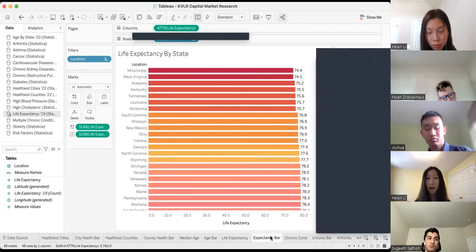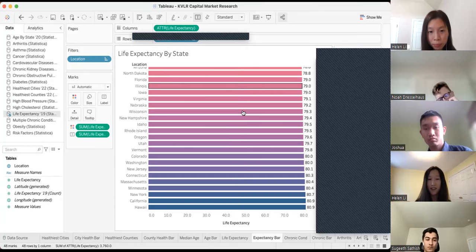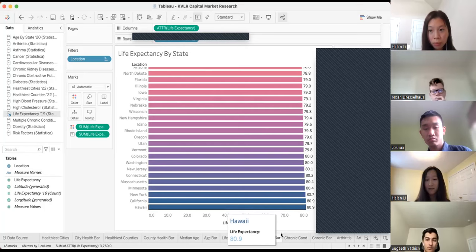Here again, we have a bar chart showing the life expectancy by state, the lowest life expectancies, and then down here, the highest life expectancies, where Hawaii is the highest.